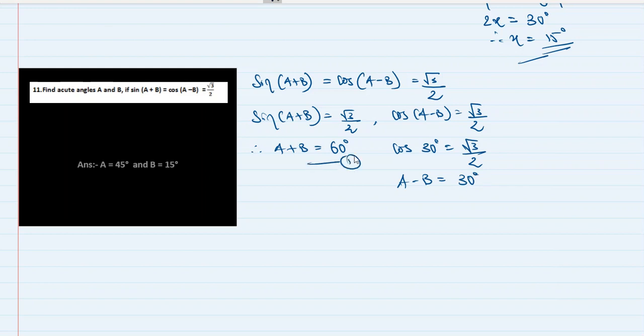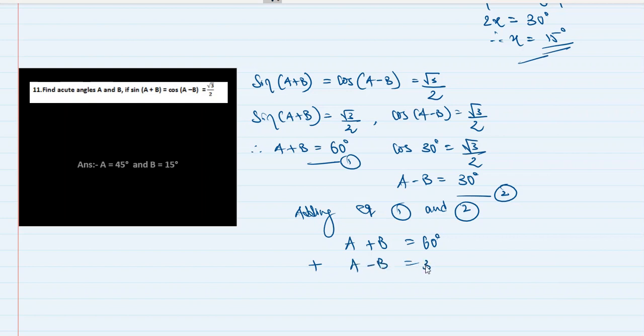So this is equation 1 and this is equation 2. We have to find A and B. Adding equations 1 and 2, we get A plus B as 60 plus A minus B as 30. We get 2A is equal to 90 and A is equal to 90 by 2, which is 45. Okay, so we got A as 45.